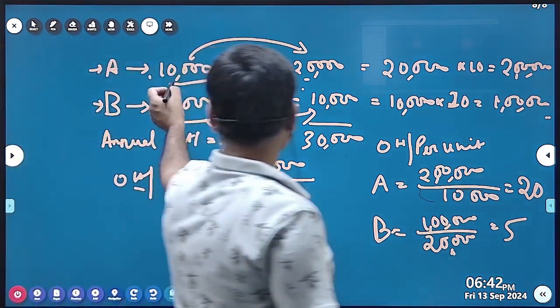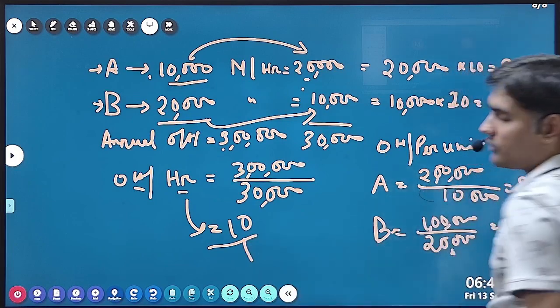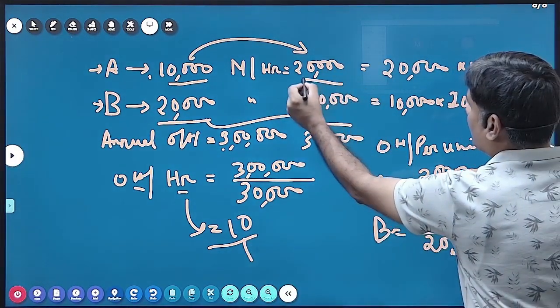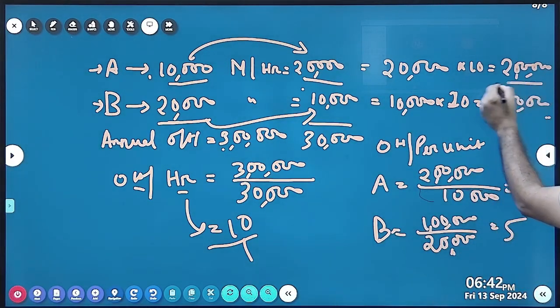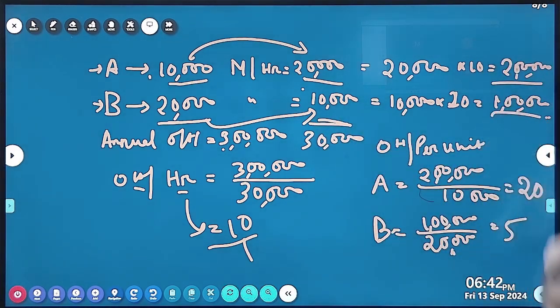So per hour it is consuming 10 rupees overhead. So for 20,000 hours, how much overhead it will take? 2 lakhs. For 10,000 units, 10,000 hours, how much overhead? 1 lakh. So total is 3 lakh, right?